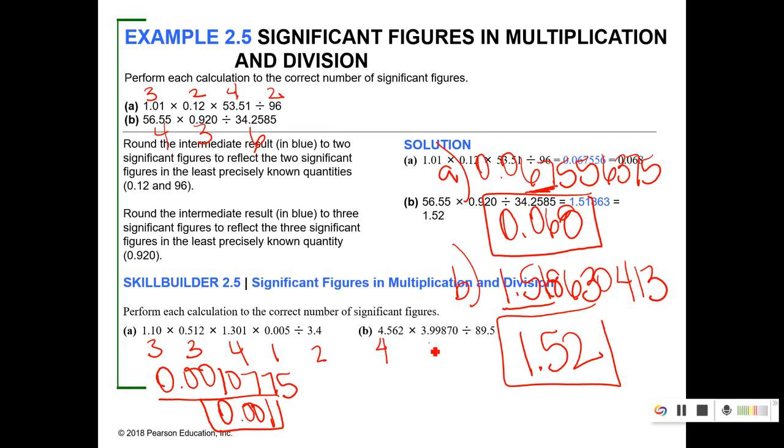I've got 4, 6, 3. So I'm keeping 3 for that B. I got 0.203822, keeping 3, so it's going to be 0.204. Just make sure you only look at that one directly after it.